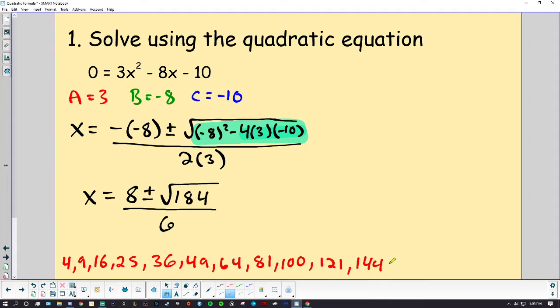Okay, we have to figure out what is the largest perfect square I can divide 184 by. So go check. In my list, starting from 144 and working your way down, what is the largest perfect square I can divide 184 by? Well, let's try it together. 184 divided by what can we divide it by? I'm checking my numbers.